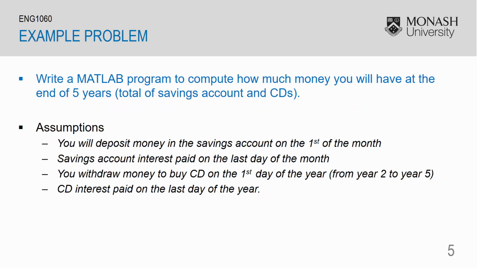So our task is to write a MATLAB program which computes the amount of money that we will have at the end of 5 years. So that's a total of our savings account plus our CDs. There are a few assumptions that we need to consider. You will deposit money in the savings account on the first of each month. Savings account interest is paid on the last day of the month. You withdraw money from the savings account to buy the certificate of deposit on the first day of each year. And your CD interest is paid on the last day of the year.